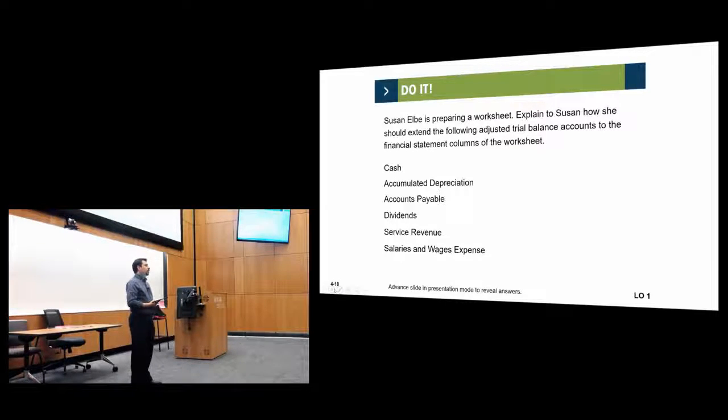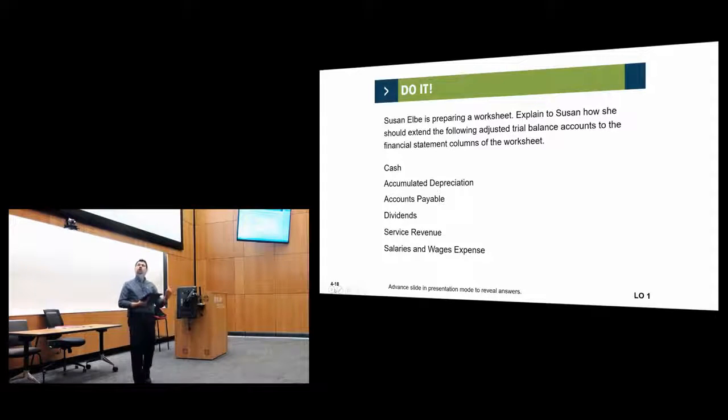So now remember, when you want to extend the information from the worksheet to the financial statements columns, that will be from the adjusted trial balance columns and you have to move them to the income statement columns or the balance sheet column. So for example, cash. Where do you find cash? On the debit side, right? On the debit side of the adjusted trial balance. Now, where does it go? Cash, does it go on the income statement columns or on the balance sheet?